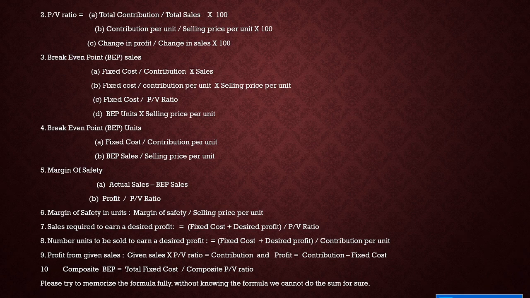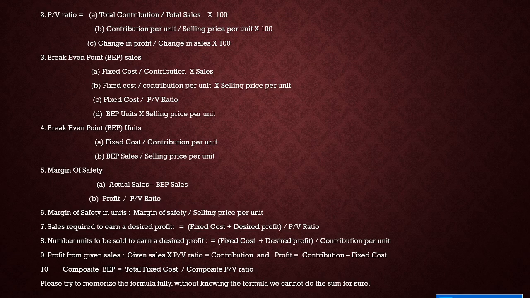So there are times we'll use any one of the formulas. Which means you must be thorough with all the formulas. Only then can you analyze which formula is suitable for this particular sum. So how can you do that analysis? Only when you know all the formulas. If you know all the formulas, you can analyze which formula will suit this particular sum. For that matter, for example, your PV ratio.